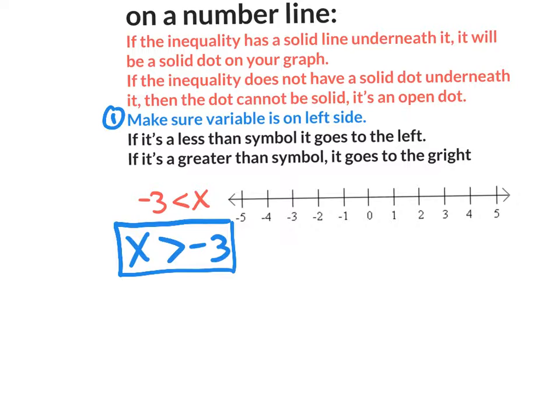Okay, and then after that, I should have probably written all this in order. But after that, you want to determine, I'm going to put a 2 right here, if your inequality is representing a solid dot or an open dot. Now, if it has a solid line underneath it, it's going to be a solid dot. And this does not have a solid line underneath it. So it's going to be an open dot at negative 3.